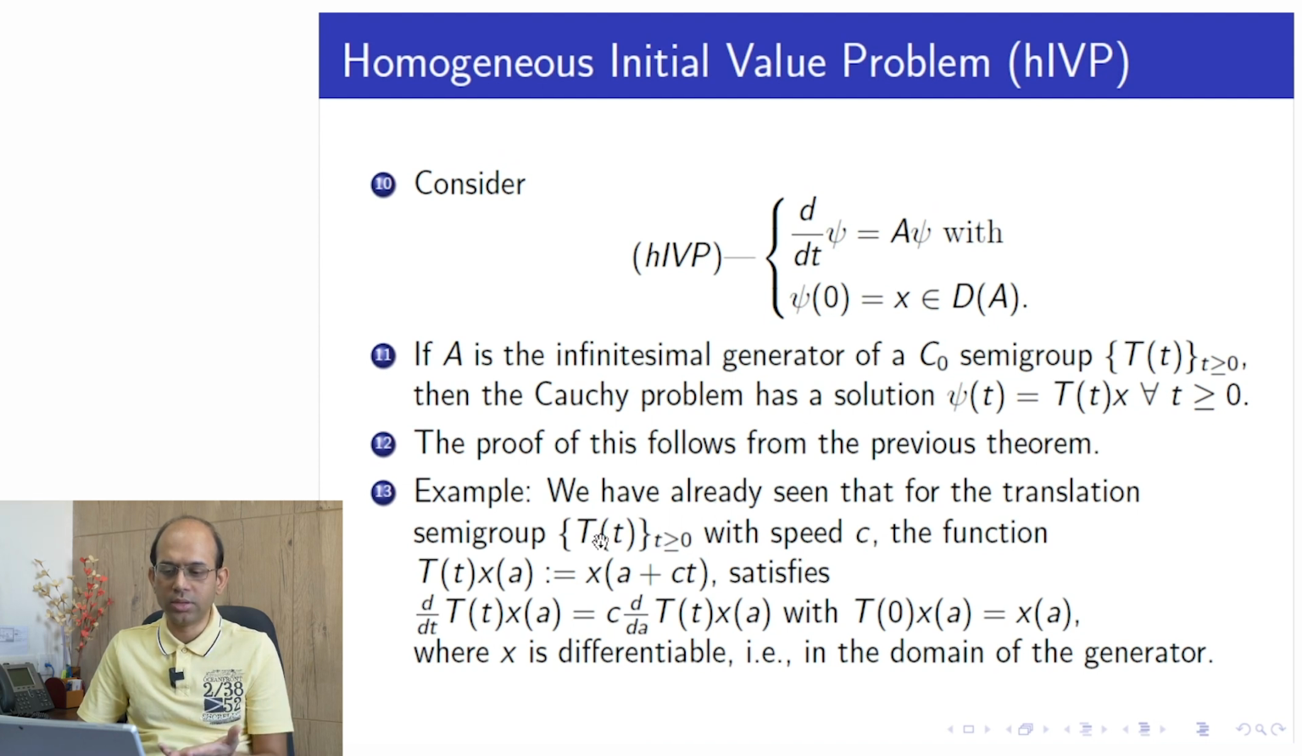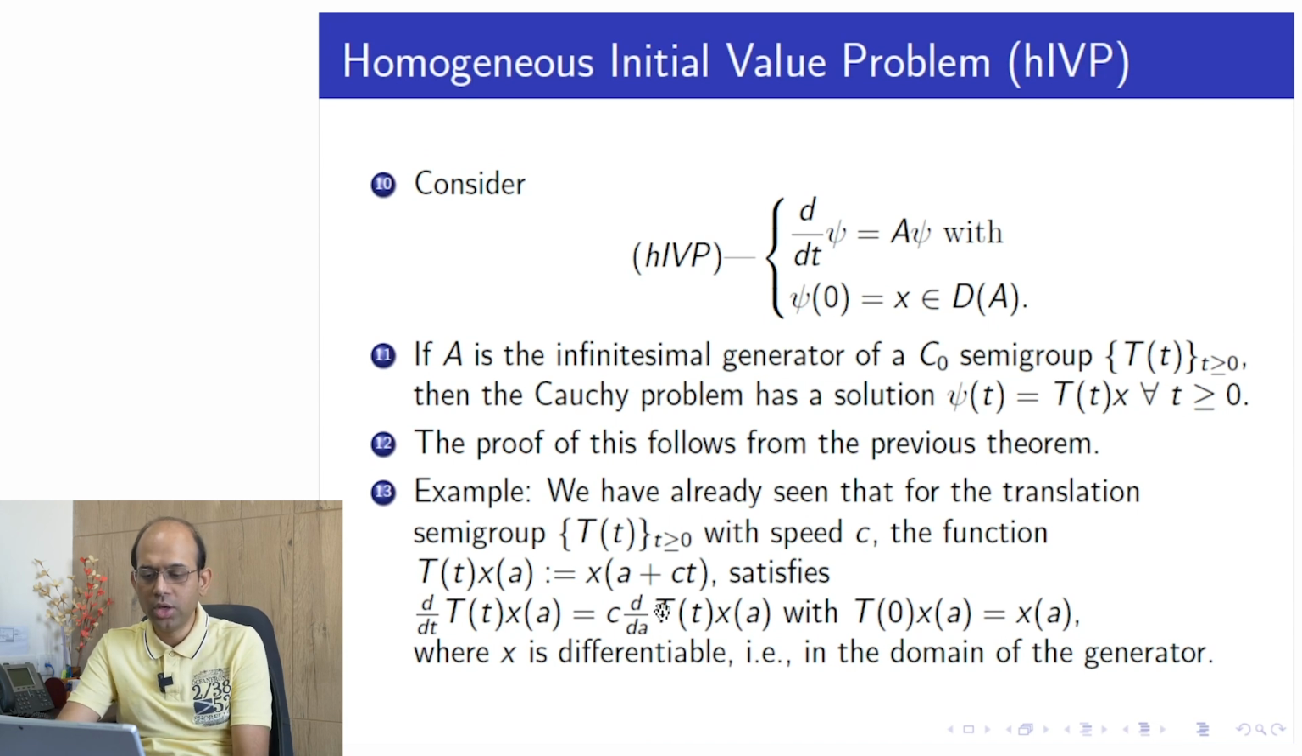And we have seen one example, the translation semigroup. For that translation semigroup, we have already seen earlier that it satisfies the equation that the derivative of Tt x is equal to c times the derivative of Tt x. That clearly shows that this Tt x satisfies the equation where A is replaced by c times the derivative.